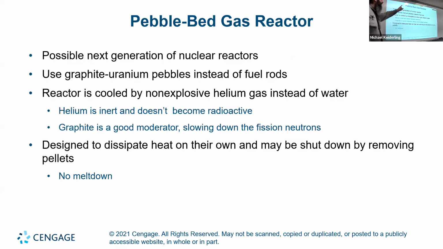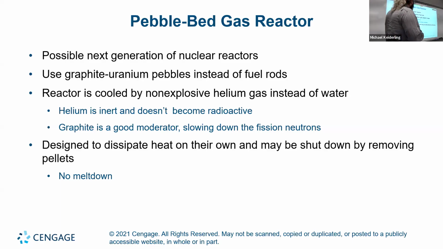Pebble beds. There's now actually a pebble bed reactor out there. China developed a functional pebble bed reactor just a couple years ago or something. So this is the possible next generation for nuclear reactors. They use graphite uranium pebbles instead of fuel rods. And the reactor is cooled by non-explosive helium gas instead of water. The helium is inert and doesn't become radioactive. Graphite is a good moderator, slowing down the fission neutrons.